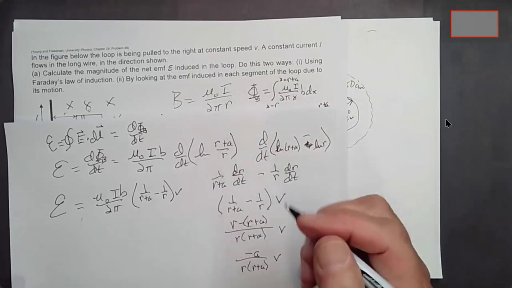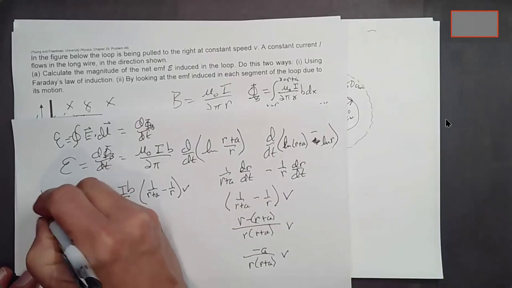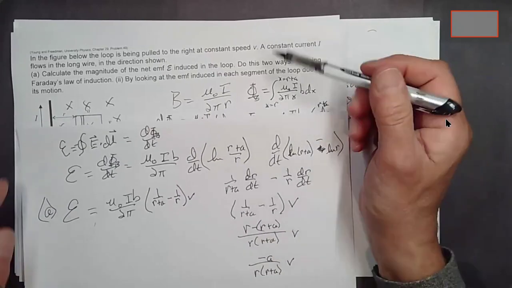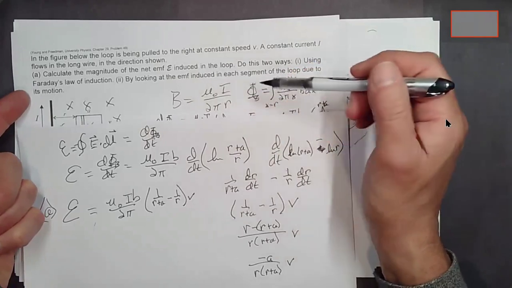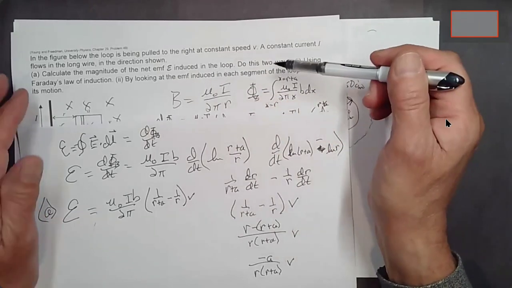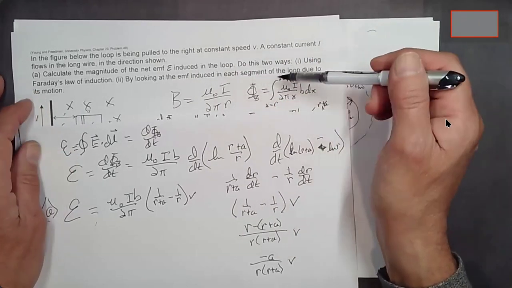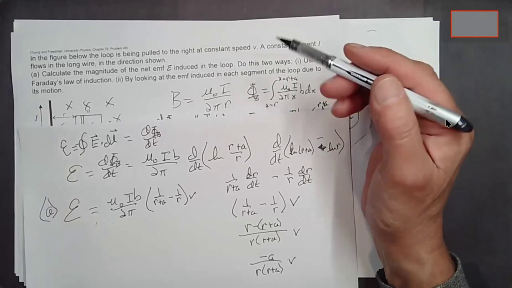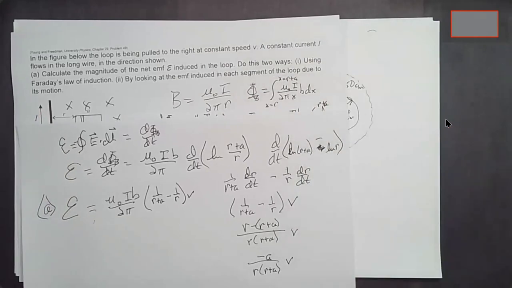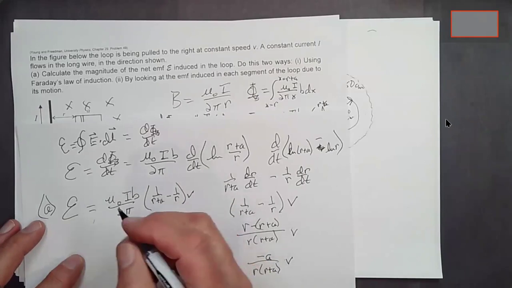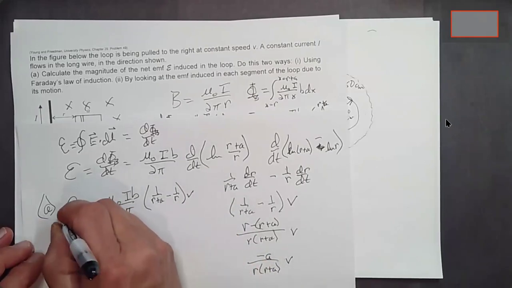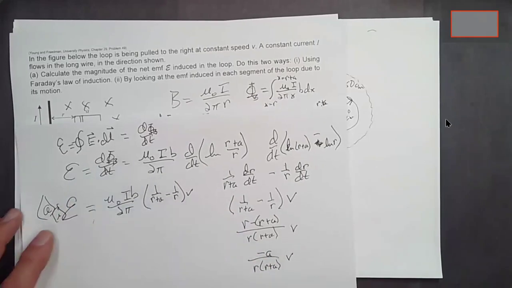Okay. This would be the part A thing. So that's using Faraday's law of induction. Part 2 is to look at the EMF induced in each segment of the loop due to its motion. And here's the induced EMF as a result of motion. This is introduced in the chapter section on motional electromotive force.